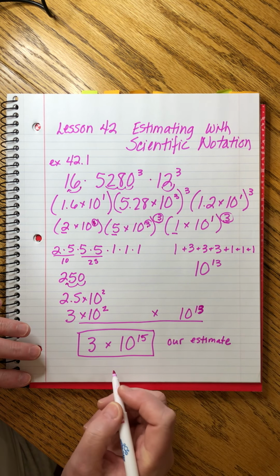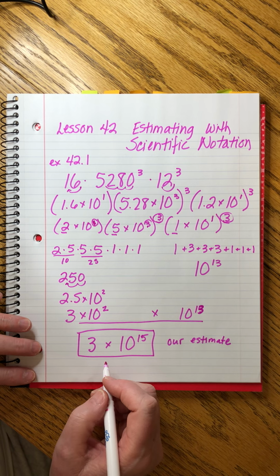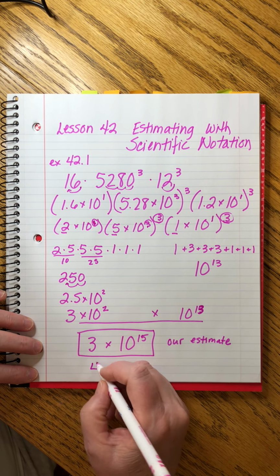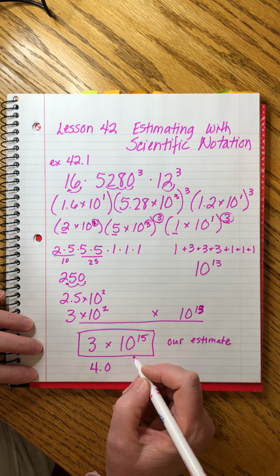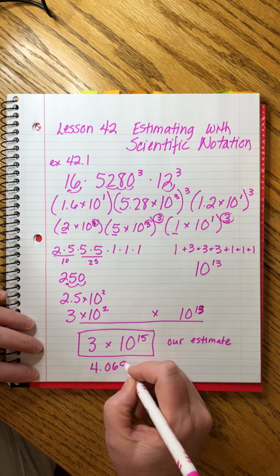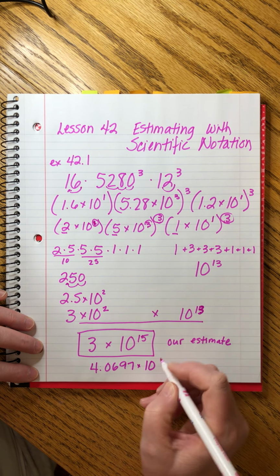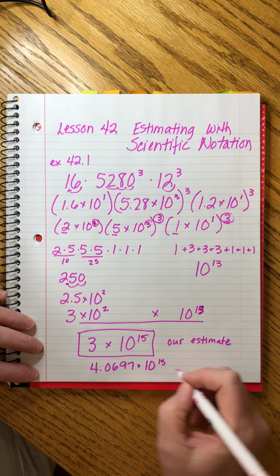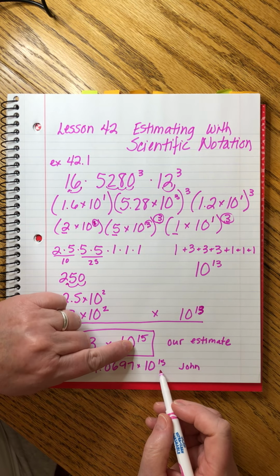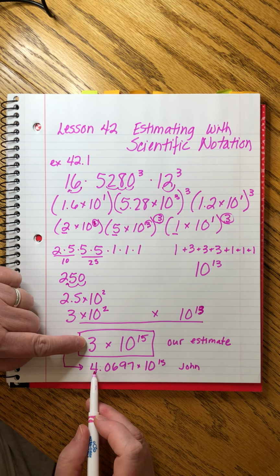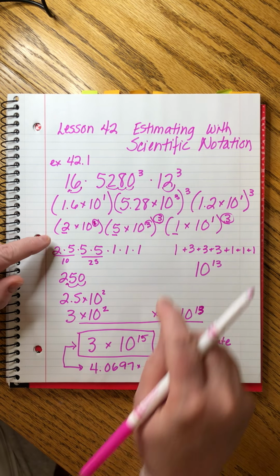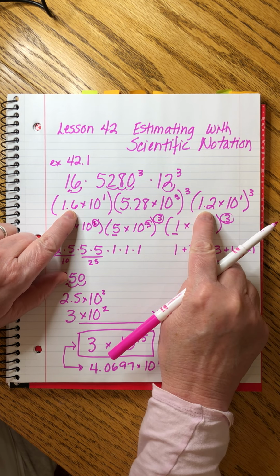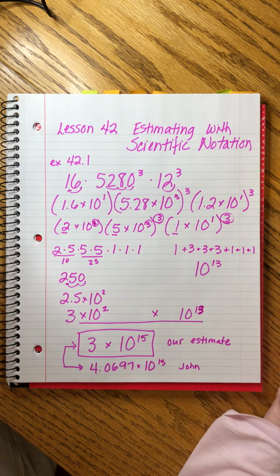And John runs it through the calculator and he gets a scientific notation value of 4.0697 times 10 to the 15th. And this is reasonably close, isn't it? We have the same power of 10 and our digit is off by a little bit, which makes sense because we did a lot of pretty aggressive rounding there, didn't we?